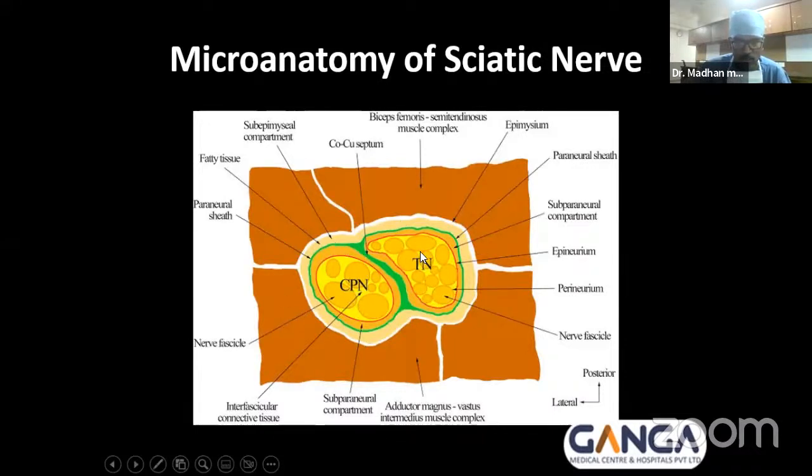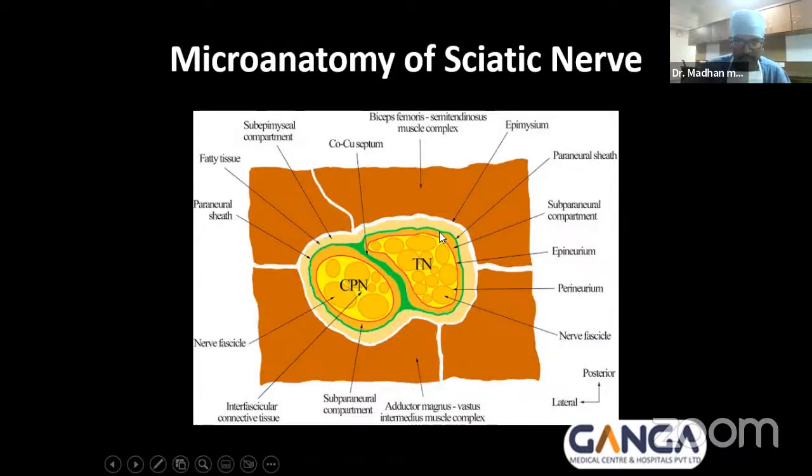The sciatic nerve has two components, the tibial nerve and the common peroneal nerve. These two are not functionally attached actually, but they are enclosed in a common paraneural sheath, as shown here. And epimysium is nothing but the outer layer of the muscle; all the muscles are enclosed with the epimysium. So this white line is your epimysium.